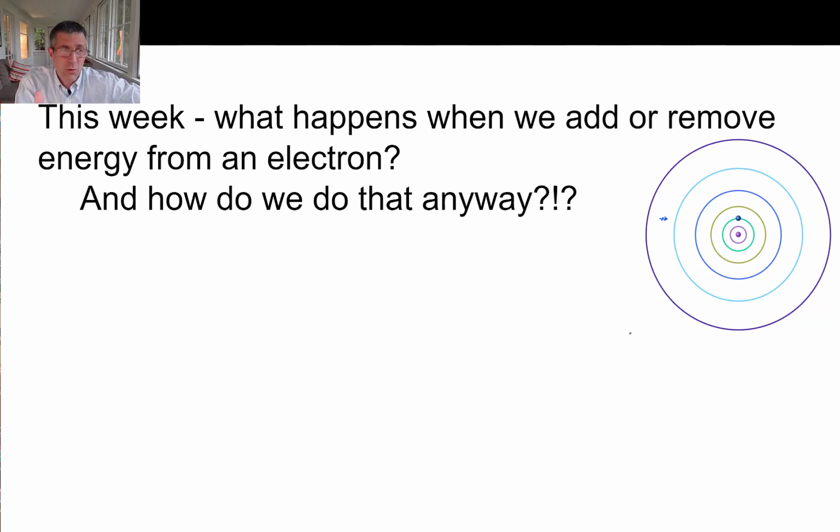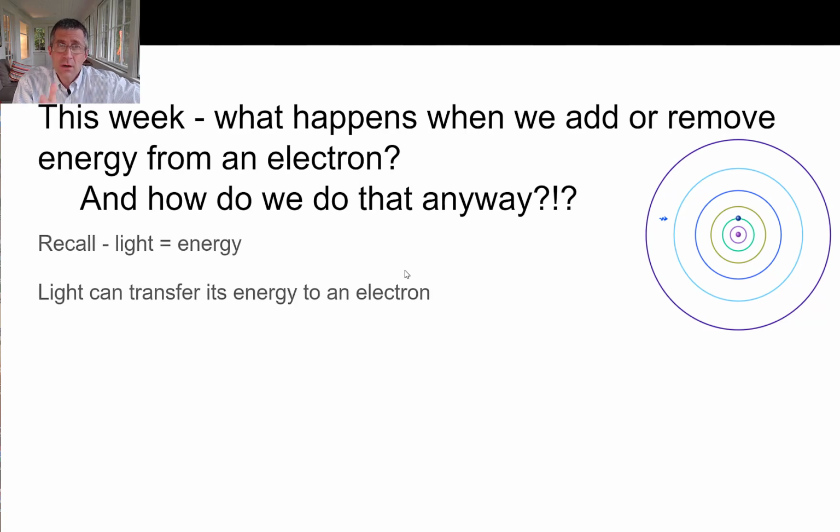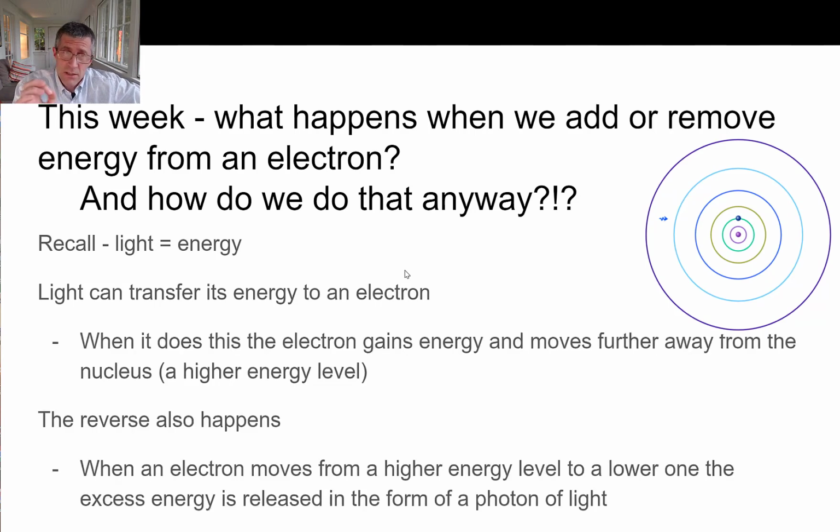Well, remember where we started, light. So recall that light is energy. So a good way to think about light is it transfers energy from one place to another place. So we'll use light to add energy into an electron. And you've already seen this. So last week you looked at the photoelectric effect. This is exactly what we're doing. So we're sending light into metal in that case, and it's absorbing that energy. So those electrons are absorbing that energy from the light. And what it does is it then moves the electron further away and to a higher energy level, and then the reverse can happen as well.